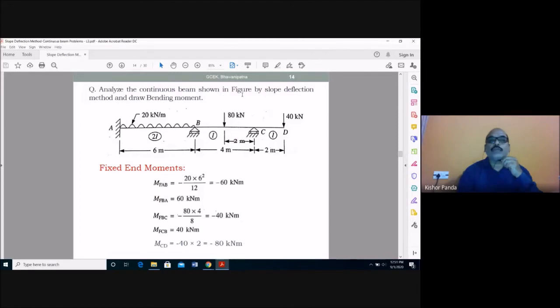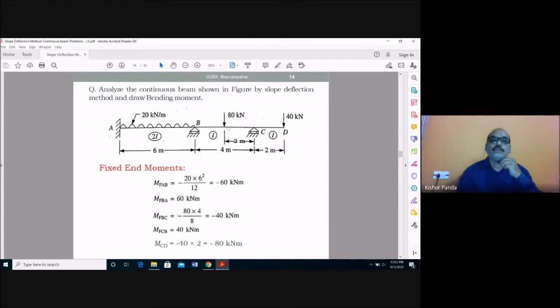Analyze the continuous beam shown in the figure by the slope deflection method and draw the bending moment diagram. Here you see, this is ABCD. A is fixed, B is simply supported, and C is also simply supported, and CD is the overhanging portion. One point load is present at the end of the beam, at the point D, 40 kilonewton.